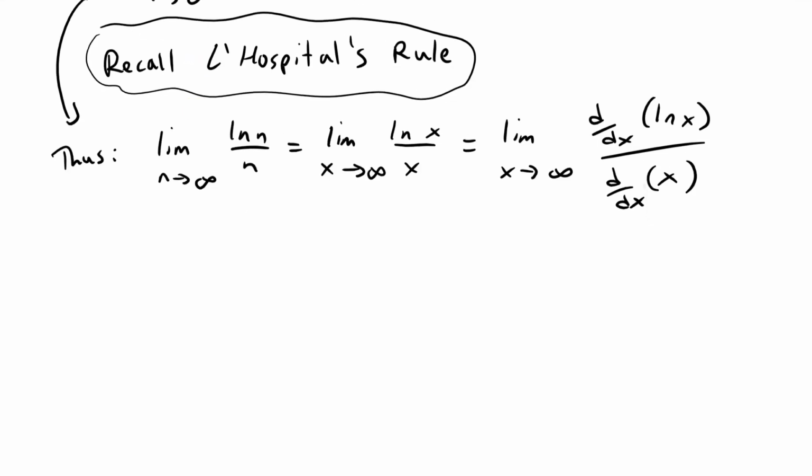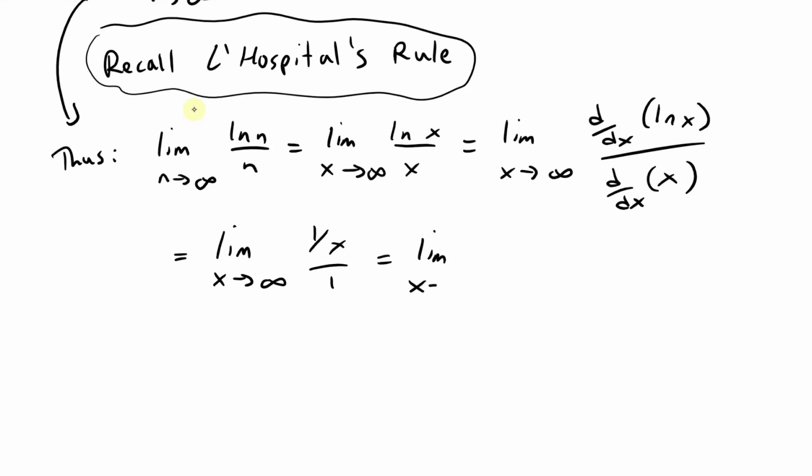Recall that the derivative of ln x is 1 over x, and the derivative of the bottom, x, is just 1. So we just get the limit as x approaches infinity of 1 over x. As x approaches infinity, we get 1 over infinity, in other words 0. So 1 divided by a large number gives 0. Hence, it's convergent.